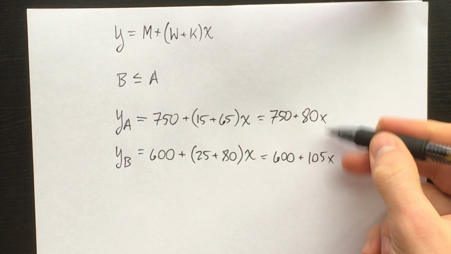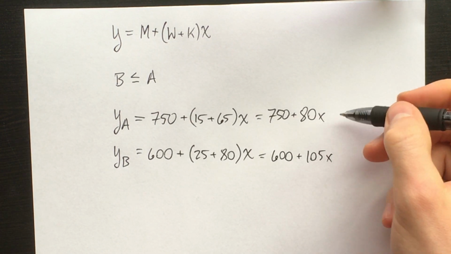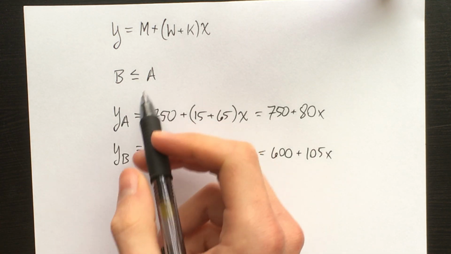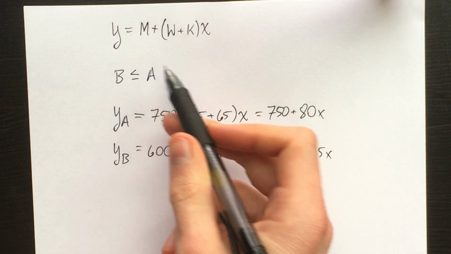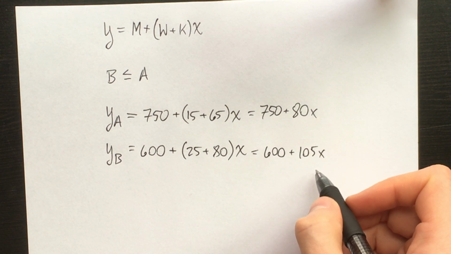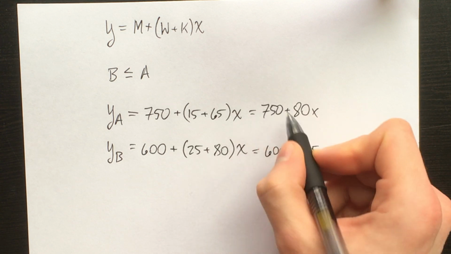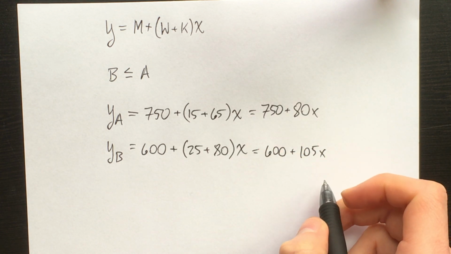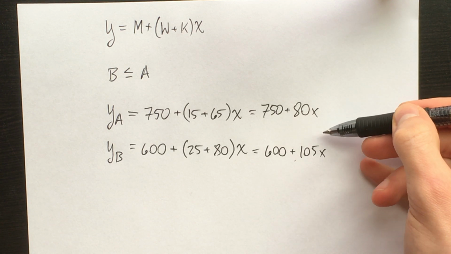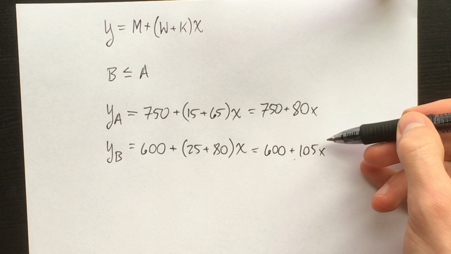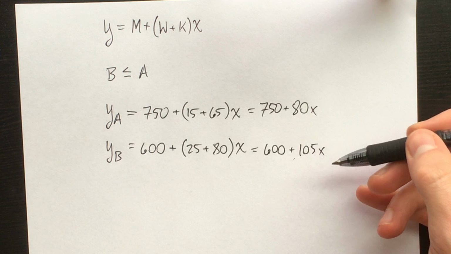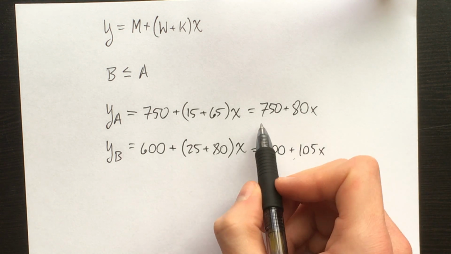Okay, so we have these two functions. We want to figure out, again, for what set of values YB is going to be less than or equal to YA. Just by looking at this, you can see that these are two linear functions. We have a y-intercept and a slope. So let's figure out when these two values are equal, and then from there we'll know the point we can use as a reference. So let me show you what I mean.